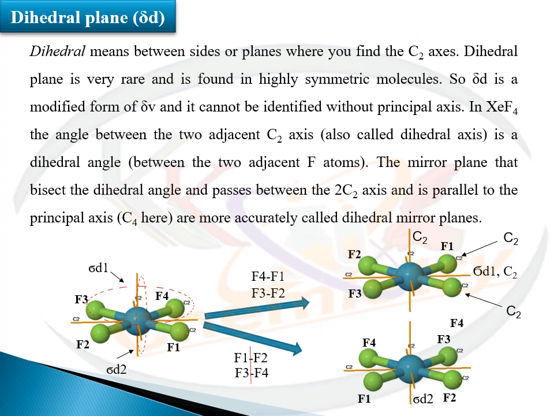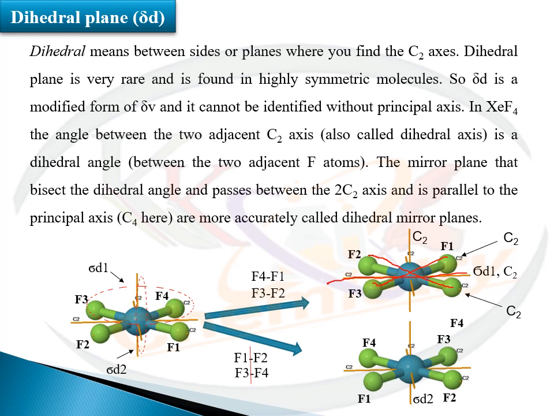Dihedral plane: di means two, hedral means sides or planes. A dihedral plane is a plane that bisects two C2 axes. Here is this C2, and here is this C2. So this will be a dihedral plane, and the angle between the two planes will be called the dihedral angle.